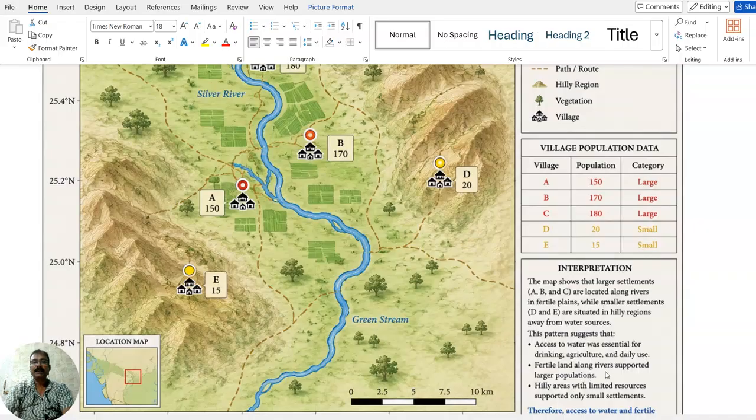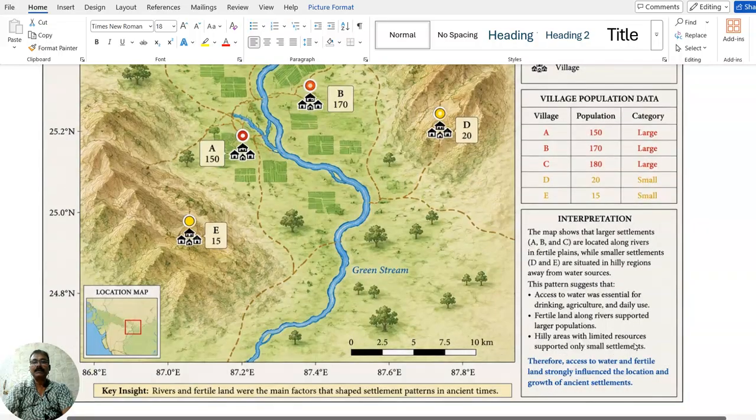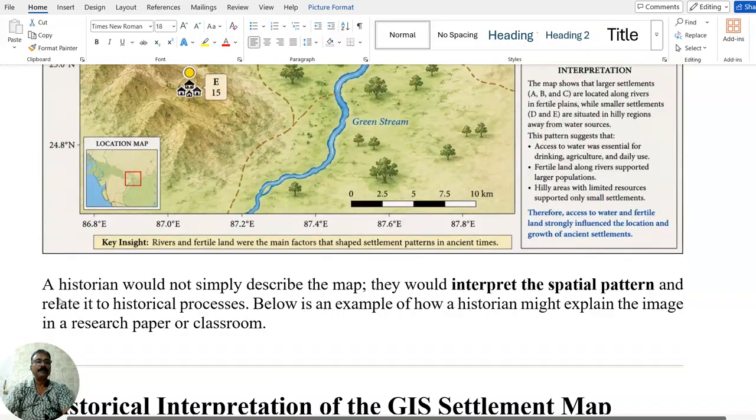Fertile land along rivers supported larger populations. Hilly areas with limited resources supported only small settlements. Therefore, access to water and fertile land strongly influenced the location and growth of ancient settlements. So, in this way, a historian would not simply describe the map; they would interpret the spatial pattern and relate it to historical processes.